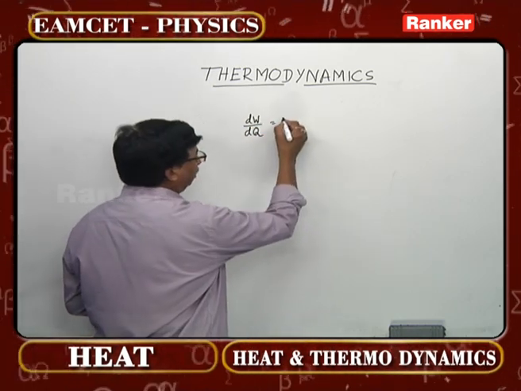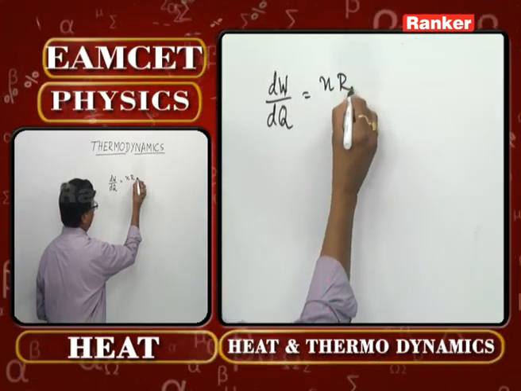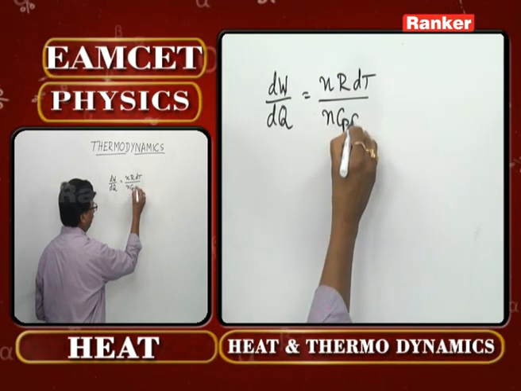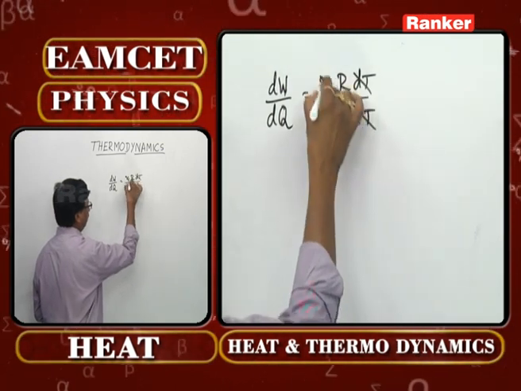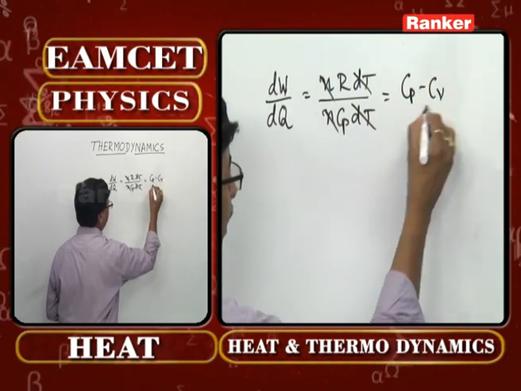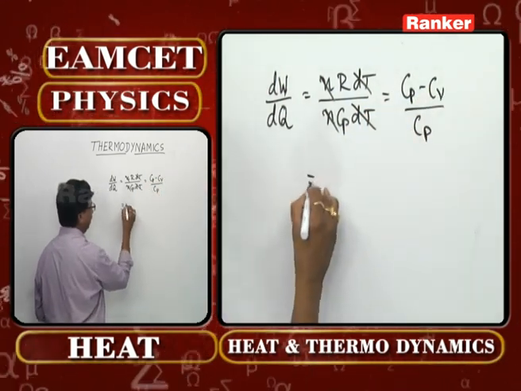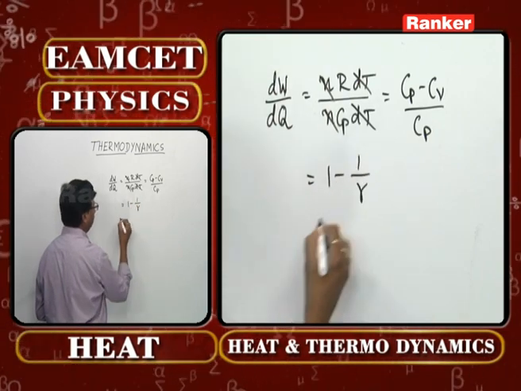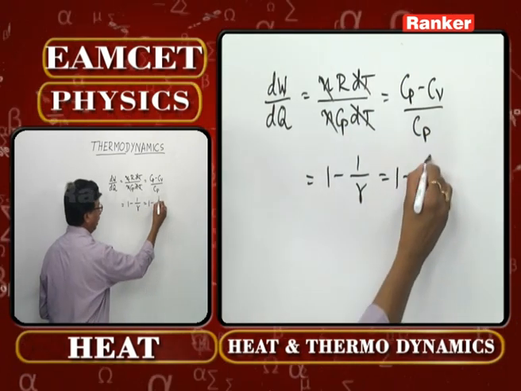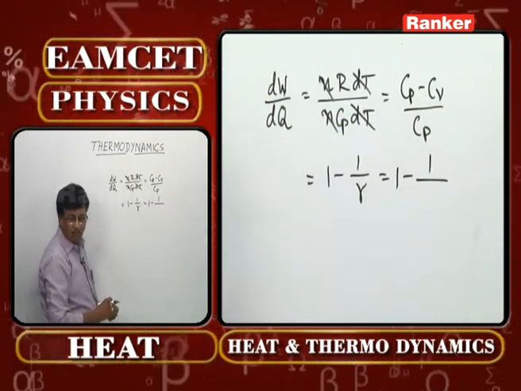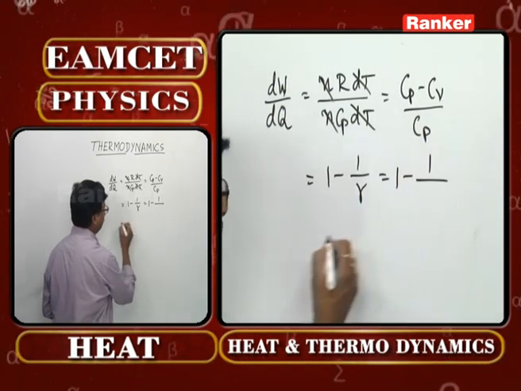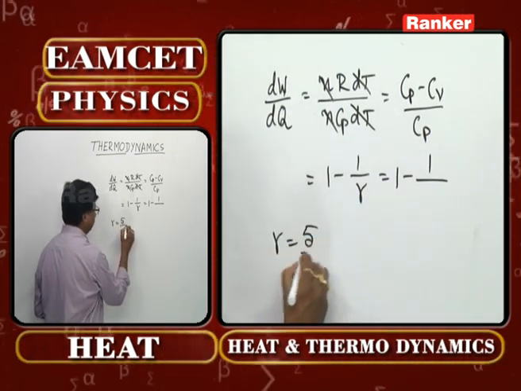In fact, dW can be written as nR dT, and dQ can be written as nCp dT. You can understand well when n and dT get cancelled, Cp minus Cv by Cp I can write. It is 1 minus 1 by gamma. This is actually the case. 1 minus 1 by gamma: what kind of a gas has been mentioned? Monoatomic. For monoatomic, gamma is 5 by 3.